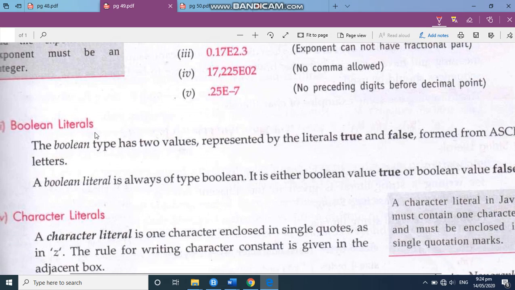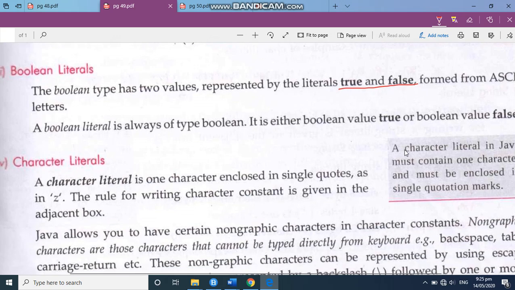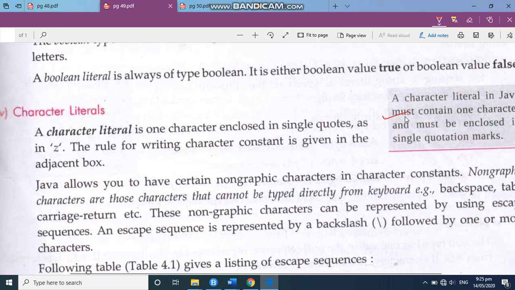Then comes the Boolean literals. A Boolean literal has 2 values, so you can underline. Any Boolean literal will always be two values, that is either true or false, and both these values are written in small letters. If you write capital T or capital F, then you lose your marks there. So if you want the answer in true or false, we declare the variable as boolean. And mark this, what is a character literal? Any one character enclosed in single quotes.